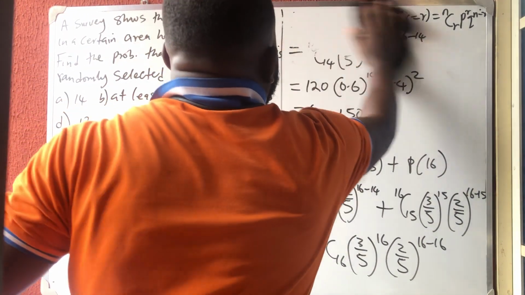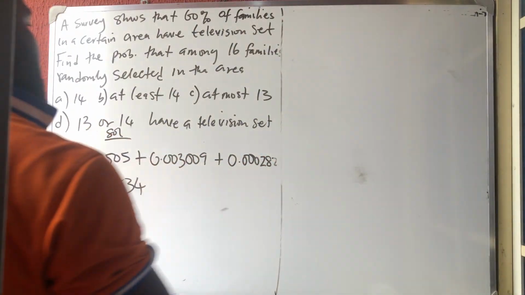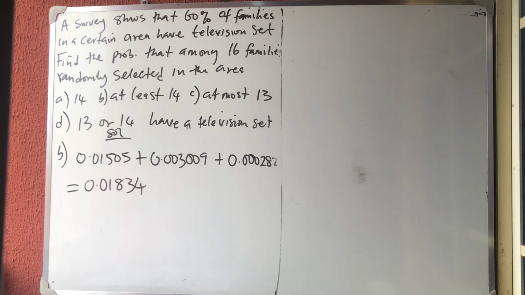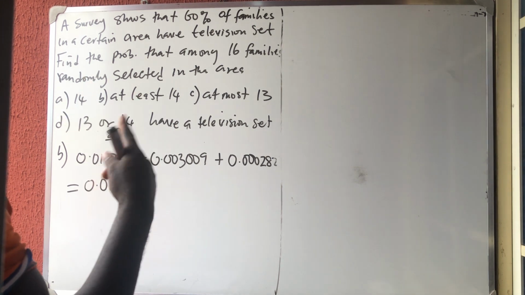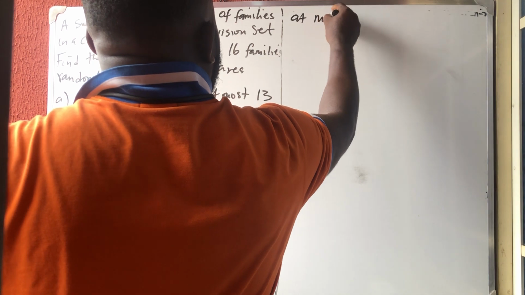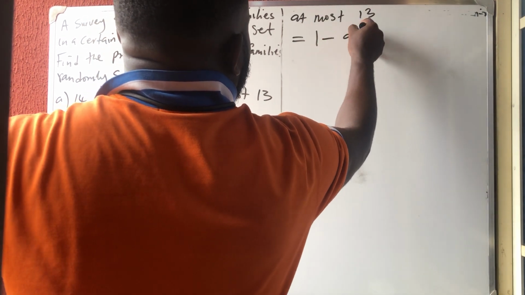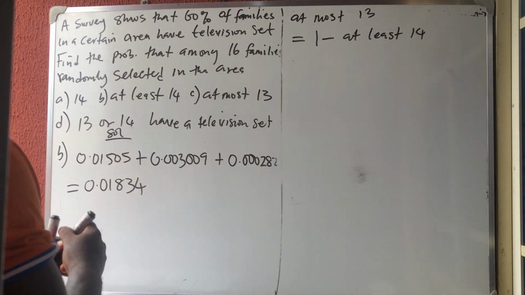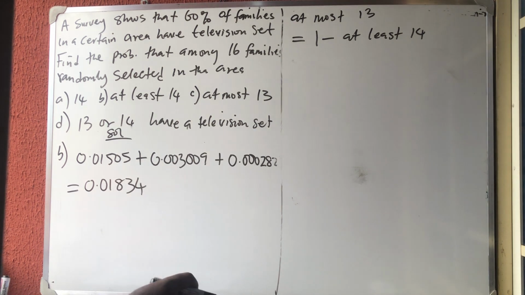So let us do question C. Question C said at most 13, and at most 13 means that 13 is going to be the highest. At most 13 means you have to find 1, 2, 3 up to 13. But instead of finding 1, 2, 3 up to 13, just say that at most 13 is the same thing as saying 1 minus at least 14. Yes, because at least 14 means that the least you are getting is 14. At most 13 is 13 down. At least 14. Let us check it.